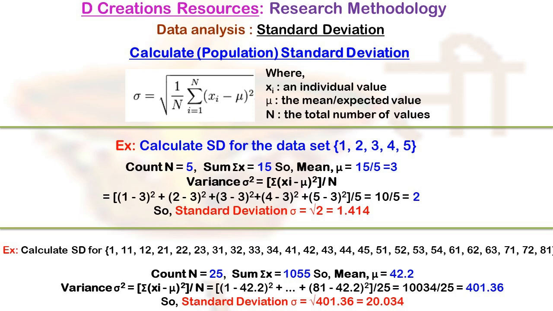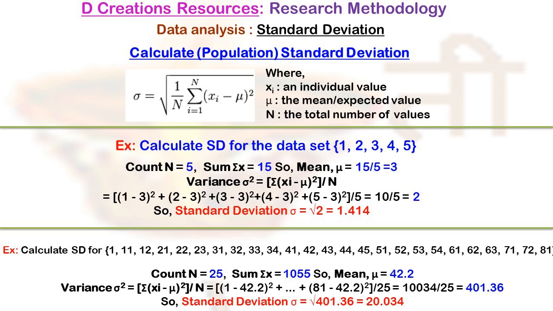Now let us consider a larger set of data points. You can see here there are 25 numbers given to you: 1, 11, 12, 21, 22, 23, 31, 32, 33, 34, 41, 42, 43, 44, 45, 51, 52, 53, 54, 61, 62, 63, 71, 72, 81. Please calculate the standard deviation. And as I said, try to do it on your own. Don't just rely on whatever is shown here.